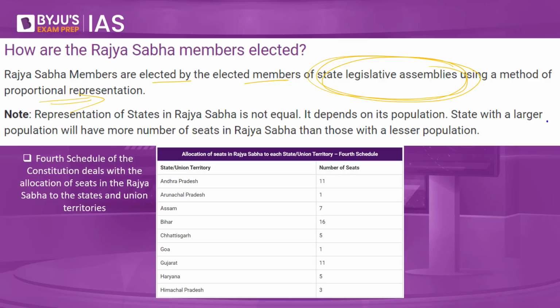The representation of states in Rajya Sabha is not equal. What do you mean by it? If you look into the fourth schedule, the fourth schedule of the constitution deals with allocation of seats in the Rajya Sabha to the states as well as the union territories. This is primarily based on the population. For example, Andhra Pradesh has about 11 seats, Arunachal Pradesh has 1 seat in Rajya Sabha, Assam has about 7 seats in the Rajya Sabha. So this basically means that depending on the population in that particular state, a prescribed number of Rajya Sabha seats is given to that state.